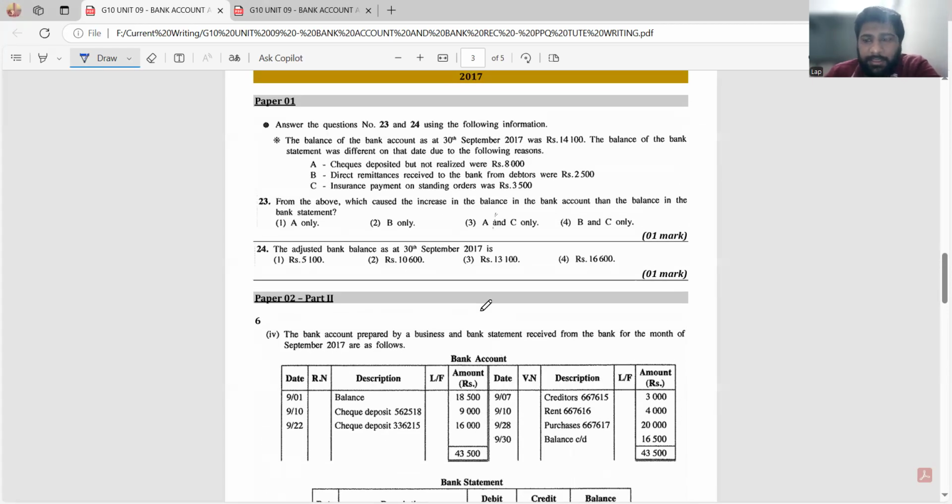So let's discuss questions 23 and 24. From the above, which causes an increase in the balance in the bank account compared to the balance in the bank statement? So they are telling us our bank account balance should be more than the bank statement balance.